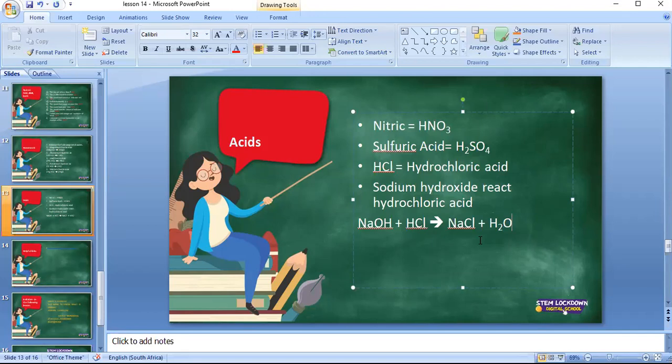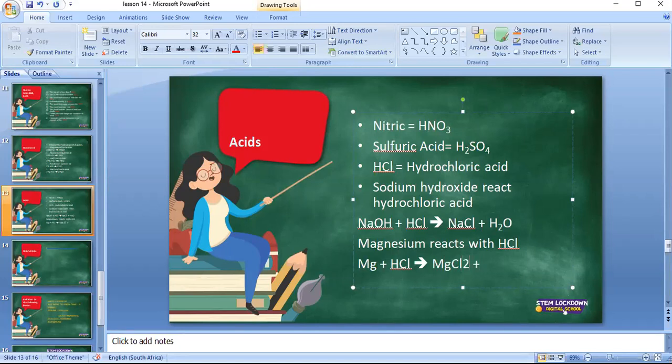Magnesium reacts with what? I want to see if you are following. Magnesium reacts with HCl. So give me an equation here. Mg reacts with HCl. What do we get? MgCl, Cl what? Two. Yes.